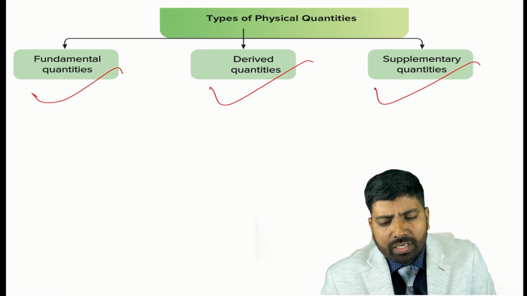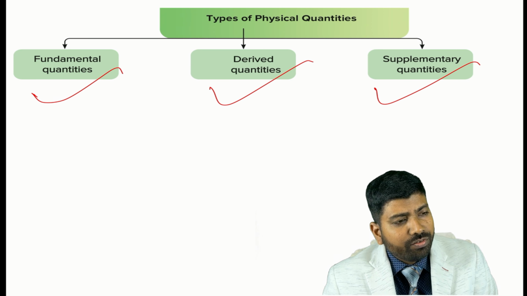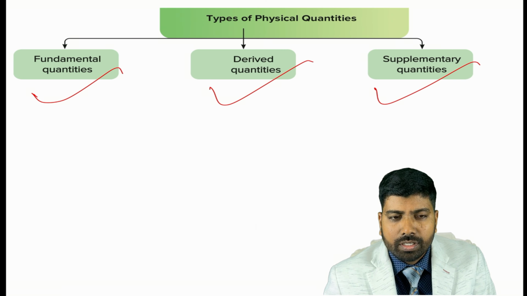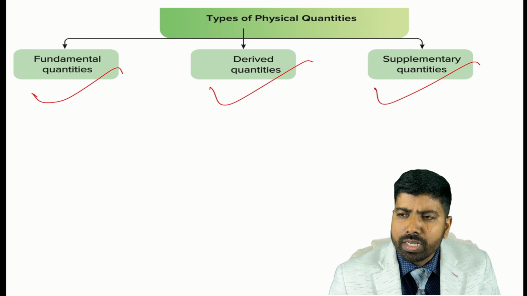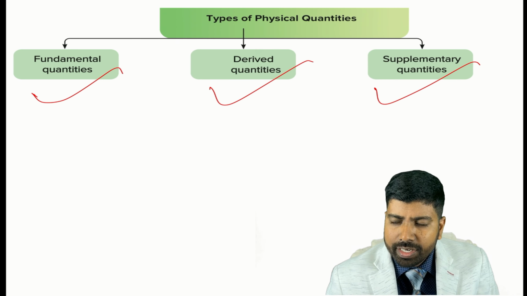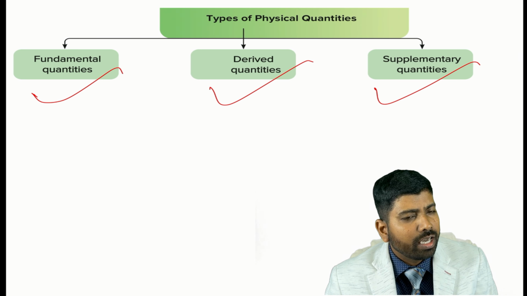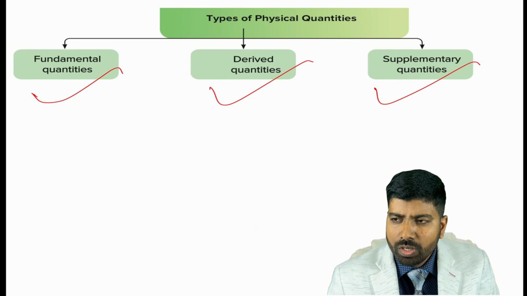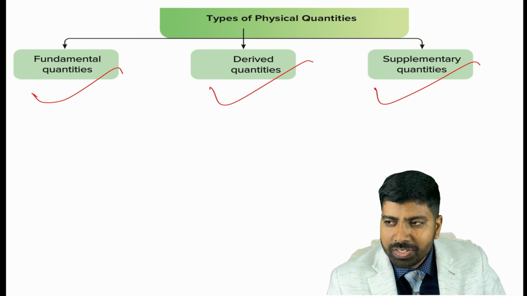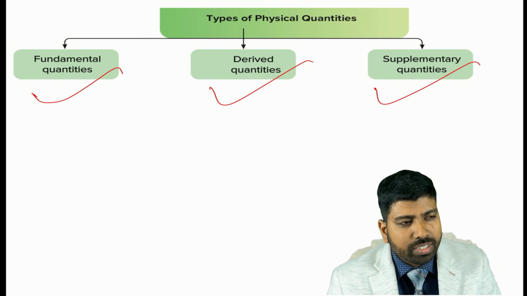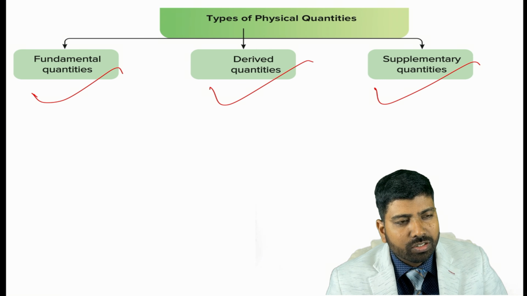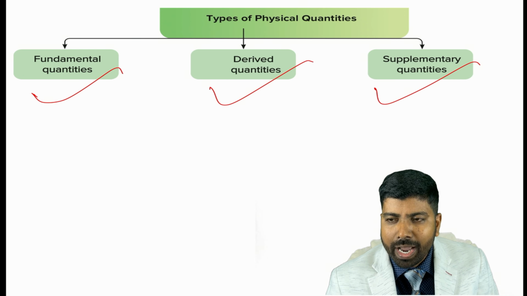So basically this classification depends upon either you want its dependency or you want its direction. If we are discussing direction, the physical quantities can be classified into two categories. One is scalar, another one is vector. Great, you know that one. Scalar physical quantity and vector physical quantity. These depend upon the direction and the magnitude.